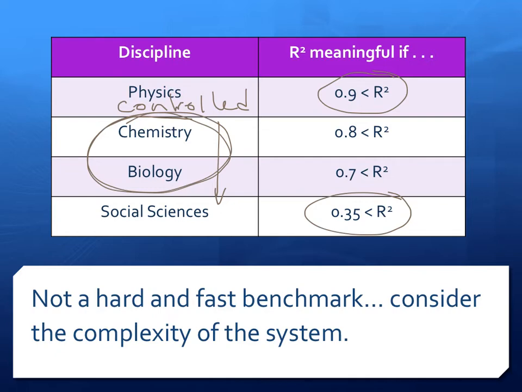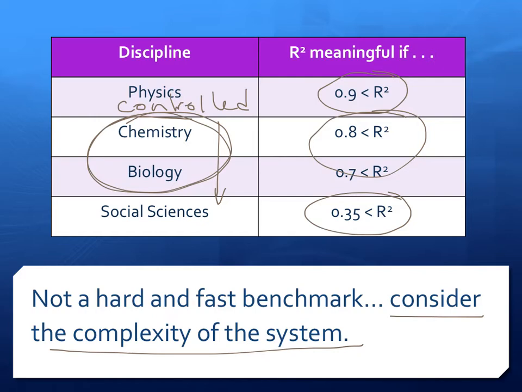So we're looking for a sort of R-squared value in and around this range. But remember, consider the complexity of the system. It's not a hard and fast benchmark. When we're looking at the system that we're dealing with, we're talking about many, many environmental factors that are going to affect our data at Drumlin Farm.